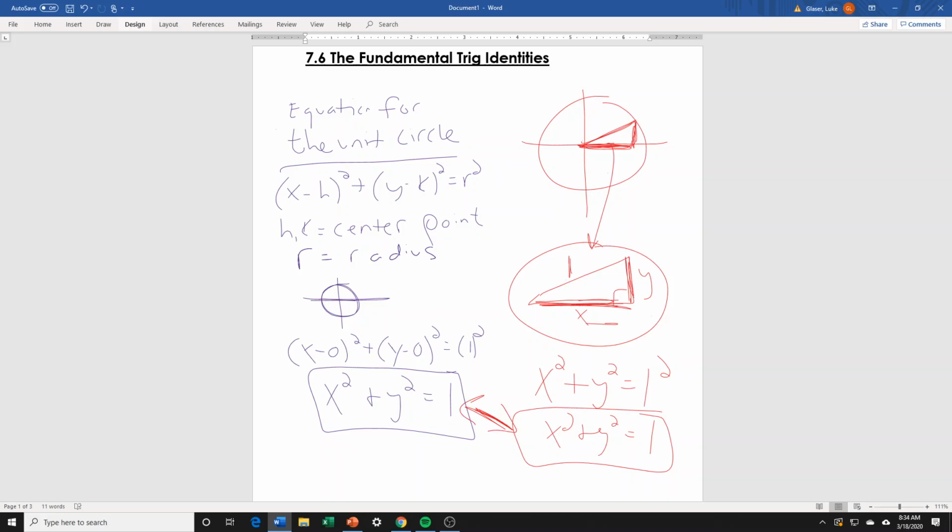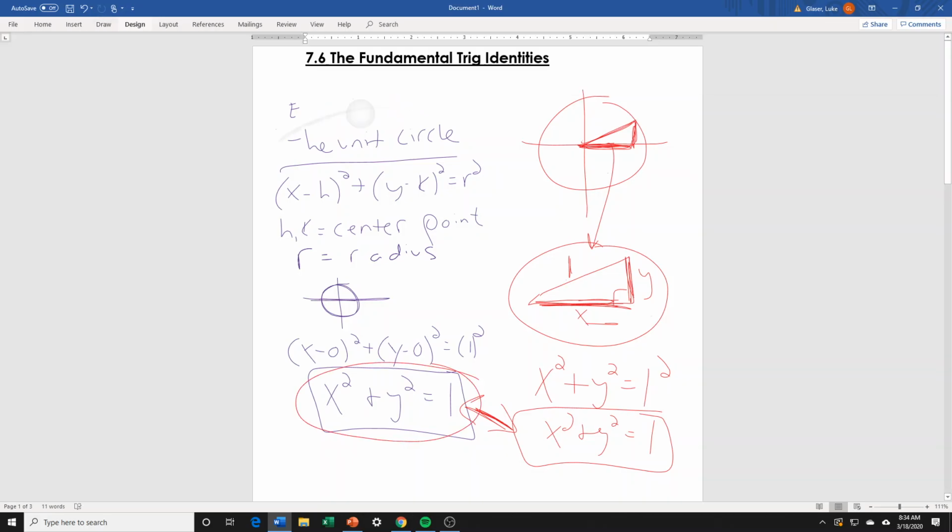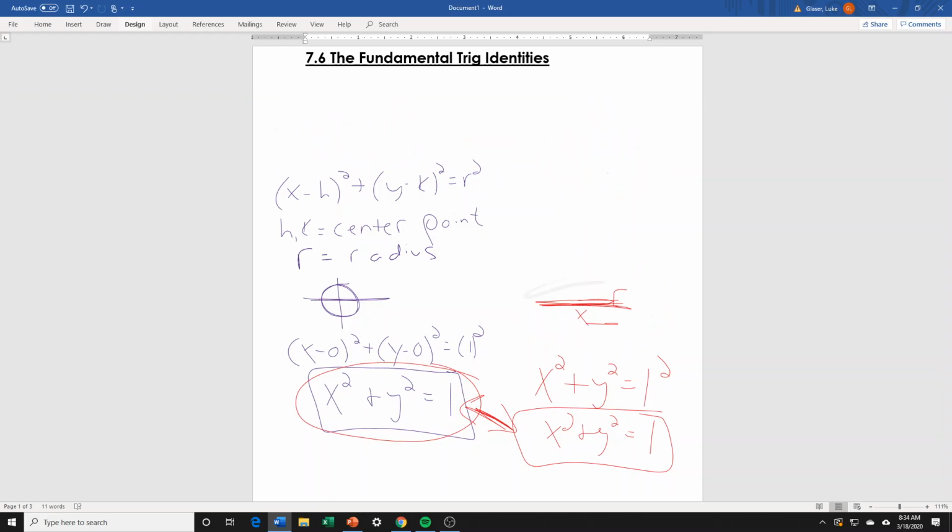And hopefully, if you're a nerd like me, you think that's kind of cool. But even if you're not a nerd, it's still pretty interesting that we took two completely different things, the equation for a circle and triangles on the unit circle, and we ended up with the same equation, x squared plus y squared equals 1. Trig is all about patterns, all right? And so this equation is going to be so important that we're going to call it a fundamental trig identity.